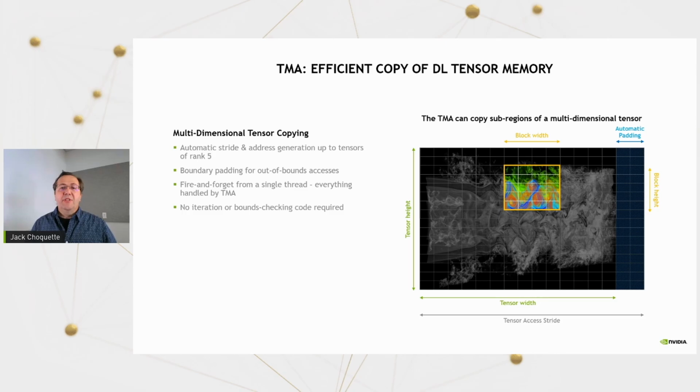I've already talked about how the new TMA unit efficiently performs asynchronous copies, but it was designed specifically to handle the complexities of copying and managing multi-dimensional deep learning tensors in memory. It will automatically compute the addresses, strides, and bounds checking needed for tensors up to rank 5. It will even automatically pad out of bounds values so you don't get junk when copies go out of bounds. All this is done with a fire-and-forget model from a single thread.